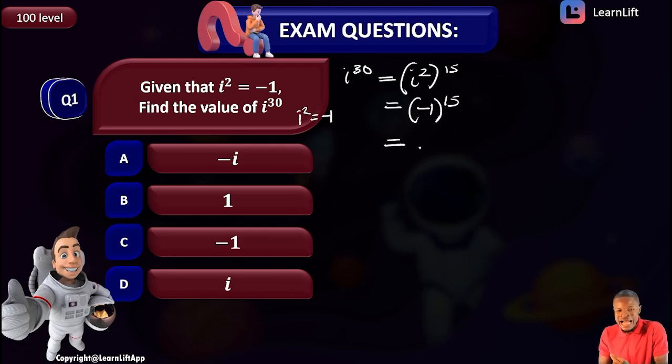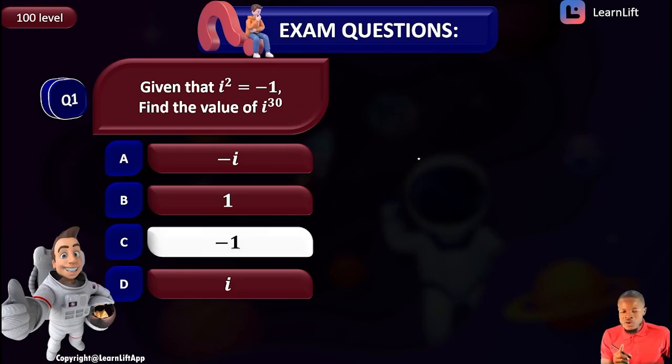15 is an odd number. -1 raised to the power of an even number is 1. -1 raised to the power of an odd number is -1. Are you seeing it now? So 15 is an odd number, and that's going to give you your -1. And what's the correct answer there? Option C is going to give us the correct answer here.